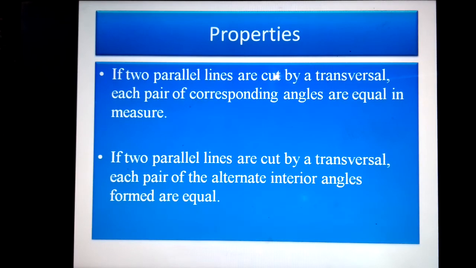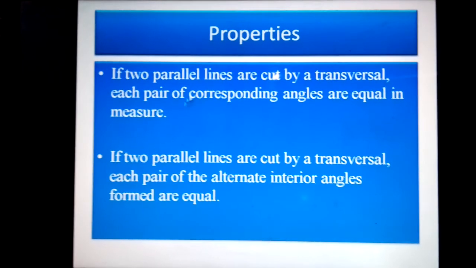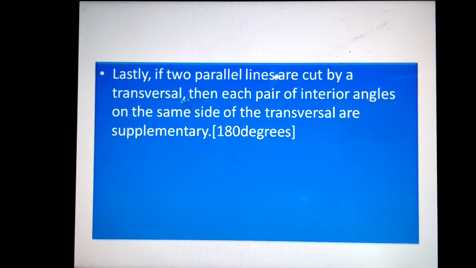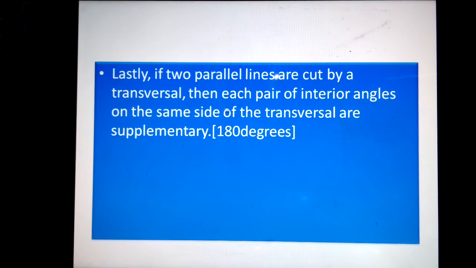The same point I have given again in detail in the next slide. I will repeat it once again for your better understanding, because this is very important for answering the questions based on this. If two parallel lines are cut by a transversal, each pair of the corresponding angles are equal in measure. Second, if two parallel lines are cut by a transversal, each pair of alternate interior angles formed are equal. And the last, if two parallel lines are cut by a transversal, then each pair of the interior angles on the same side of the transversal are supplementary, that is 180 degrees.